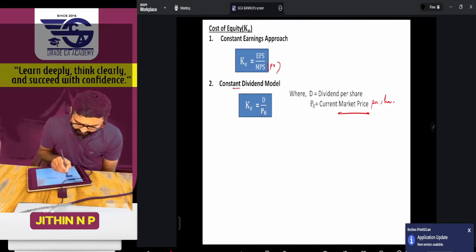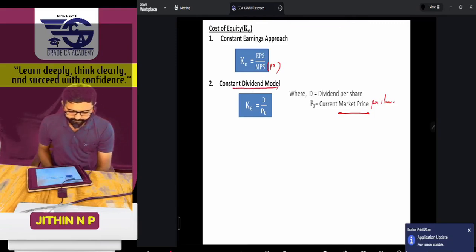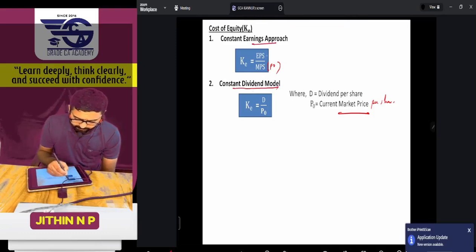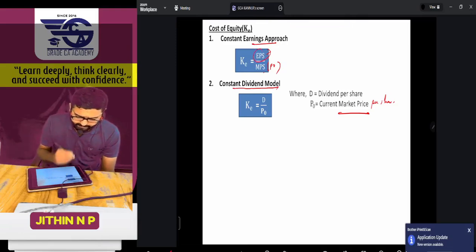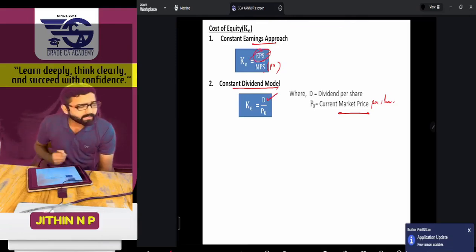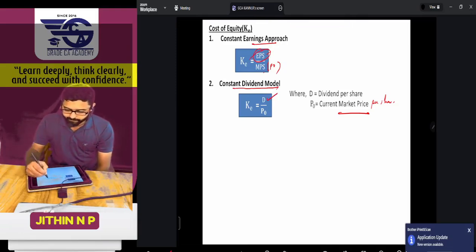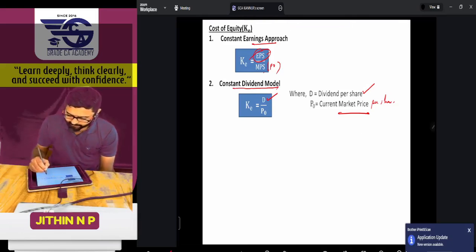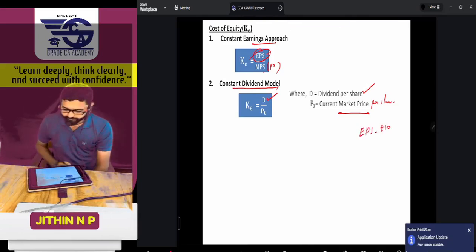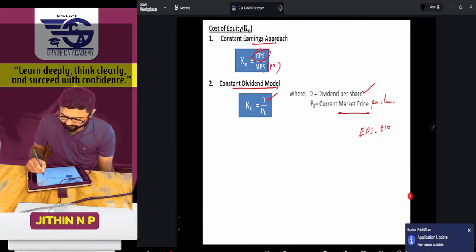Under the constant earnings approach, it is EPS divided by P0. In the constant dividend model, instead of EPS, they will take D, dividend per share, DPS. Suppose the same example. In the previous example, as we know, EPS is rupees 10.